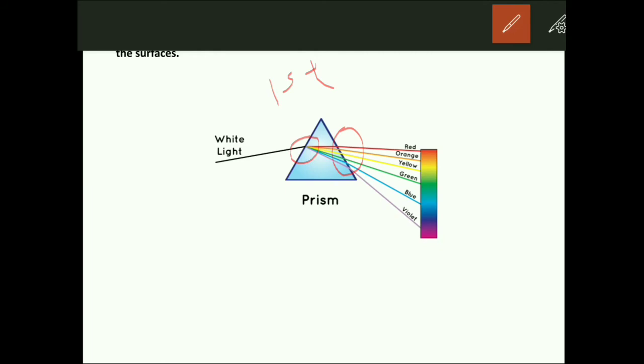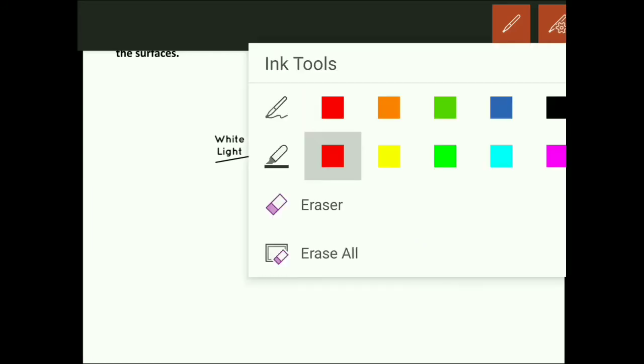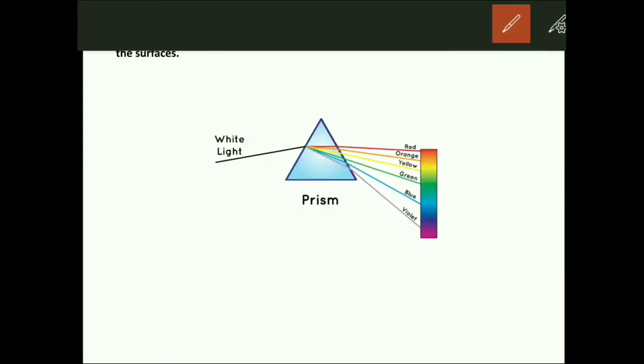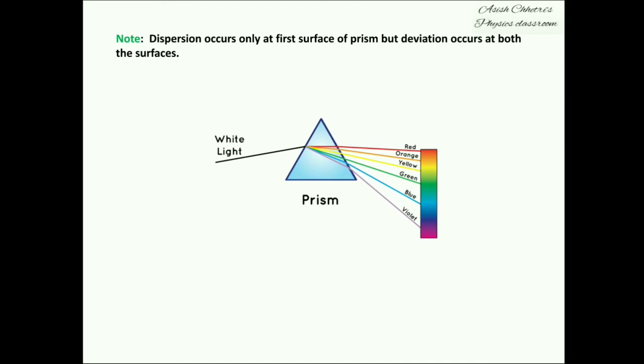Only deviation is occurring at the second surface. So deviation occurs from both the first and second surface, but splitting or dispersion occurs only from the first surface.